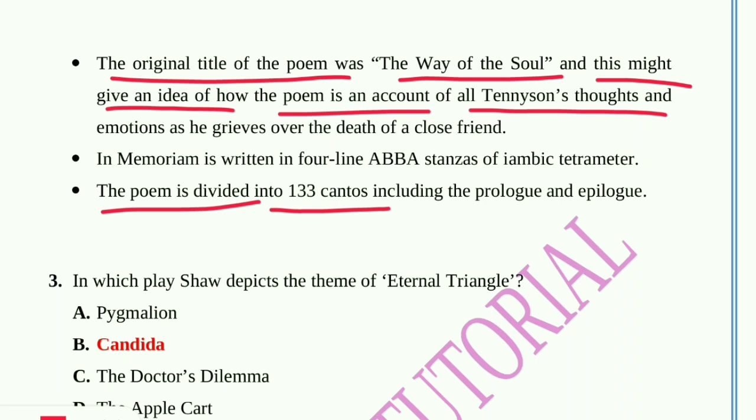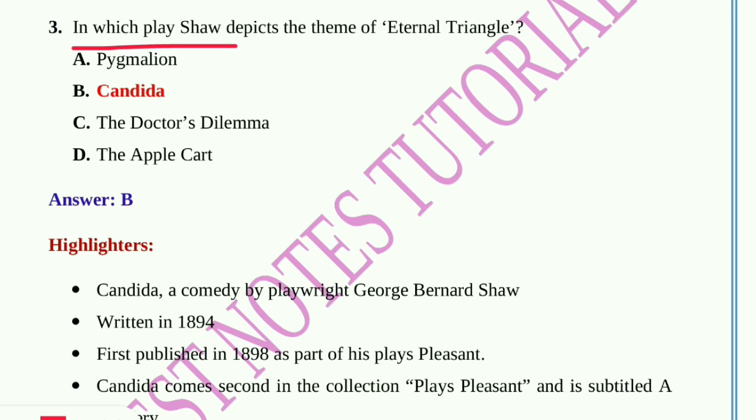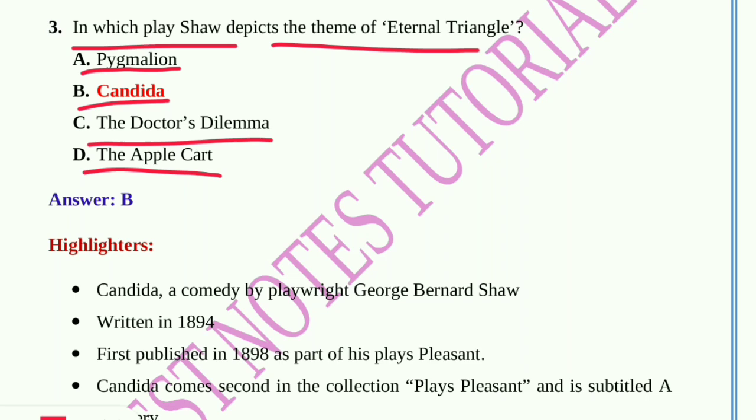In which play does Shaw depict the theme of the eternal triangle? Option A, Pygmalion. Option B, Candida. Option C, The Doctor's Dilemma. Option D, The Apple Cart. So here your answer is option B, that is Candida.